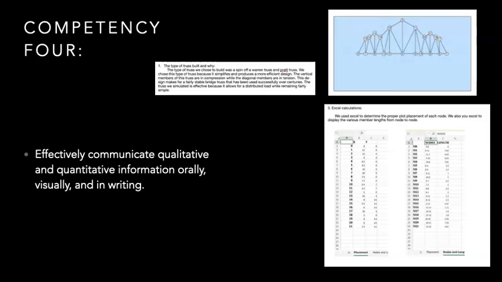Competency 4: effectively communicate qualitative and quantitative information orally, visually, and in writing. The biggest evidence I have of this is the bridge project, that first group project we did. I included the screen grab of the Excel spreadsheets showing the quantitative data that I had to provide. I also presented the information orally from that project, where I had to describe everything that was going on. I also included a screen grab of the actual raw truss from the Johns Hopkins simulator.